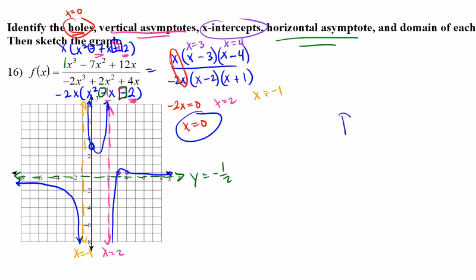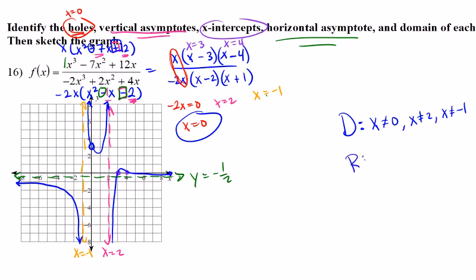And domain, so domain is going to be basically x cannot equal any of these things, right? So x cannot equal 0, x cannot equal 2, and x cannot equal -1, right? Because those are the zeros in the denominator.